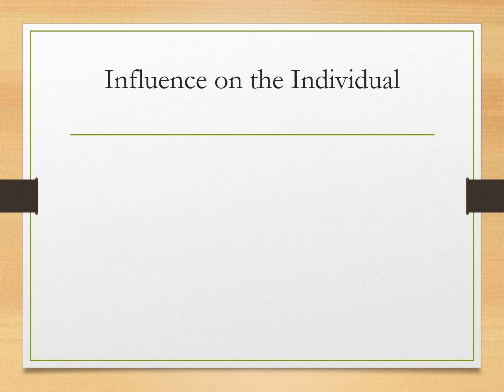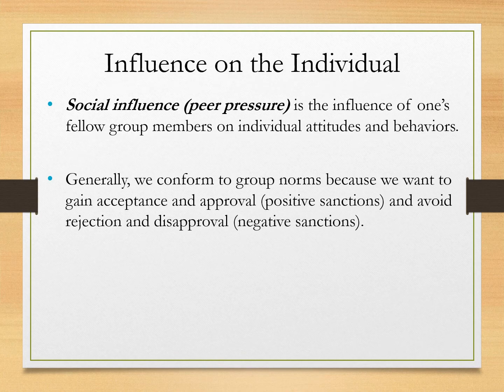Now we're going to talk a little bit about how groups influence individuals. This element called social influence, often called peer pressure, is the influence of one's fellow group members on their individual attitudes and behavior. So when you were in high school, I am sure you had many guidance counselors or teachers talking about how terrible peer pressure is. The reality of the matter is that peer pressure exists in most human social relationships. It exists among all different categories of age groups, and it is not inherently a bad thing.